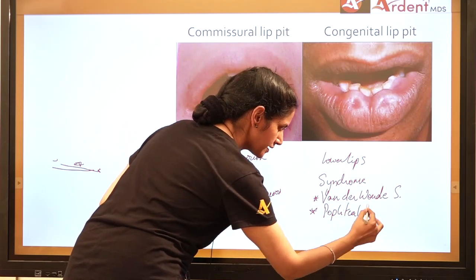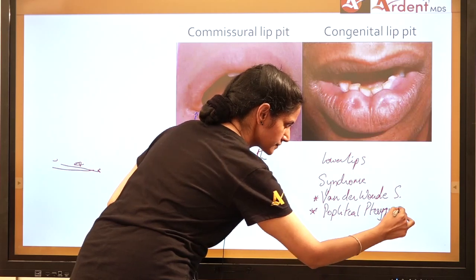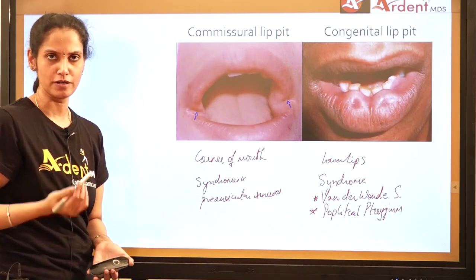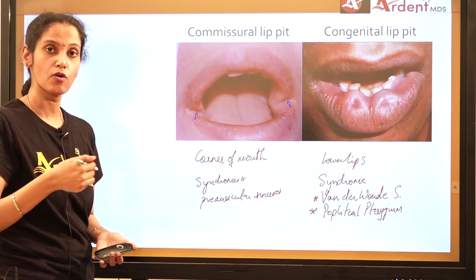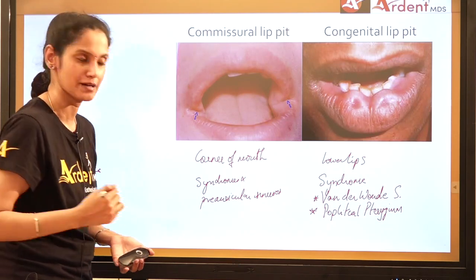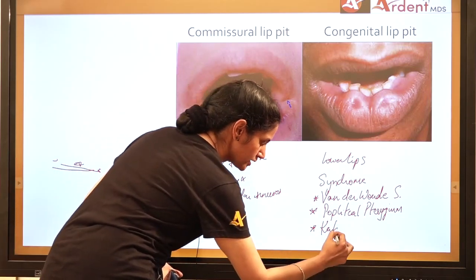The next thing is popliteal pterygium syndrome. There is congenital band formation between the upper and the lower jaws along with cleft lip and or palate along with some genital abnormalities. Next is the Kabuki syndrome.